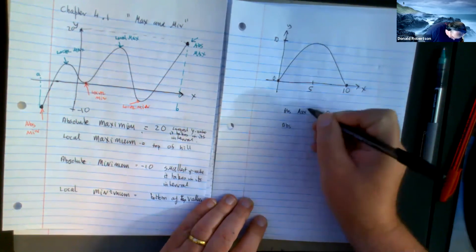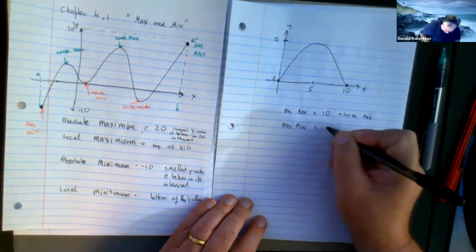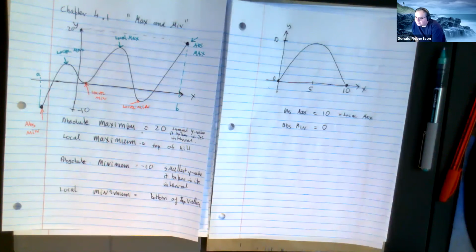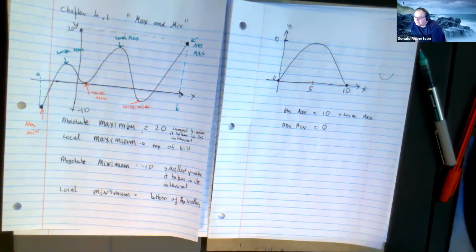This curve, this function, has an absolute minimum. Would you agree it's 0? Does this function have a local minimum? Is there a bottom of a hill? Not really. Don't you want that kind of shape? And I don't care what this textbook says. That's correct, and I'm right.